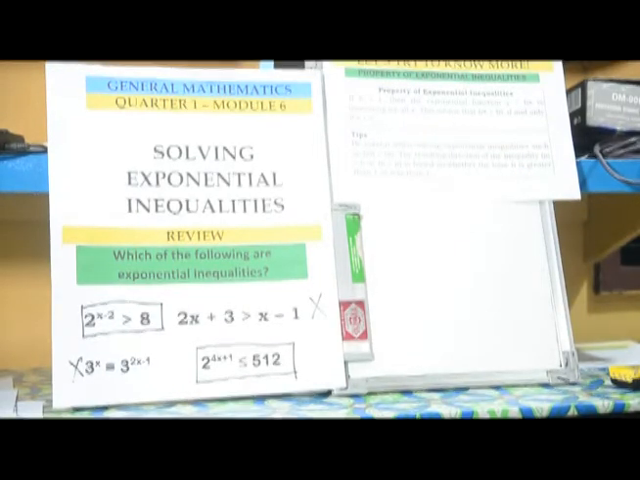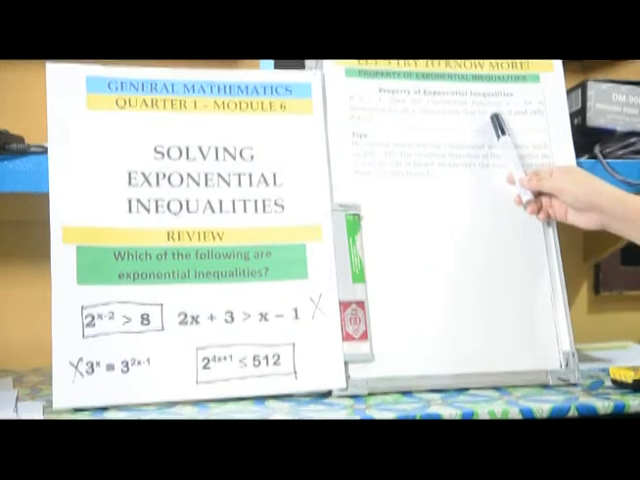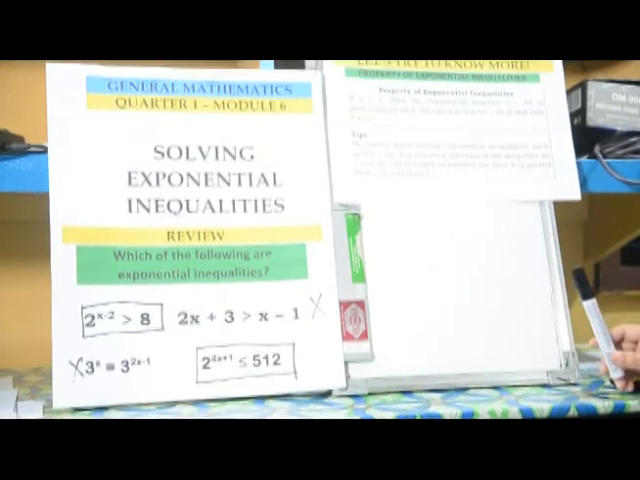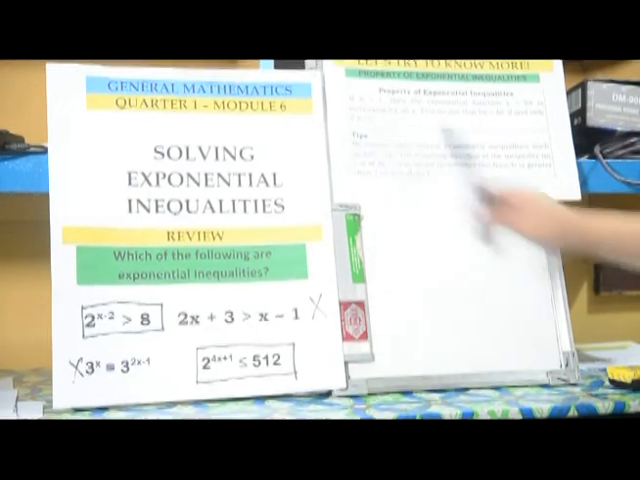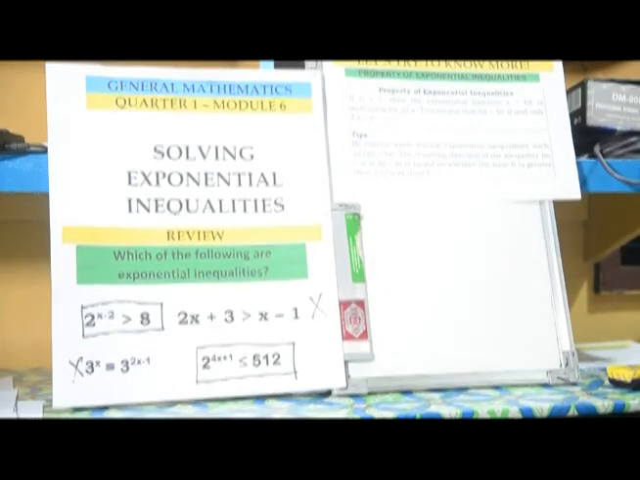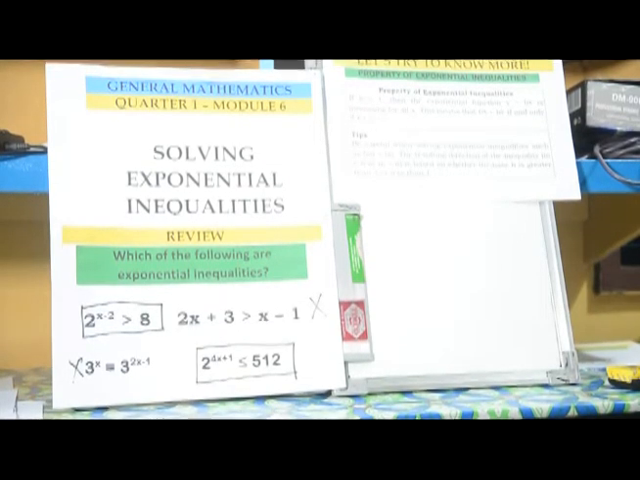This means that b raised to the power of x is less than b raised to the power of y if and only if x is less than y. So that's one property of exponential inequalities. Okay, so we've got here the tips for solving and knowing exponential inequalities.